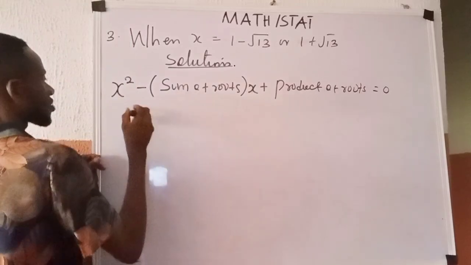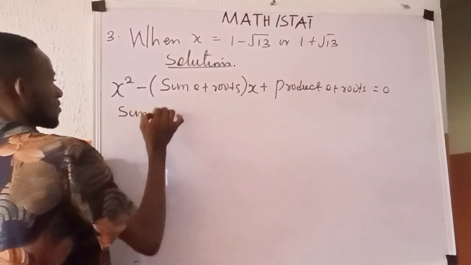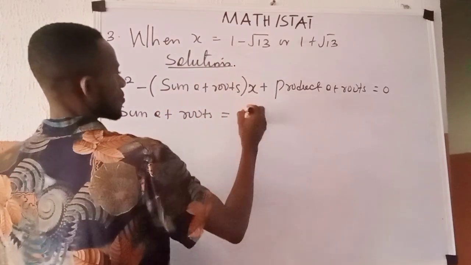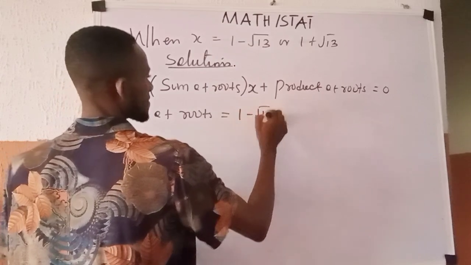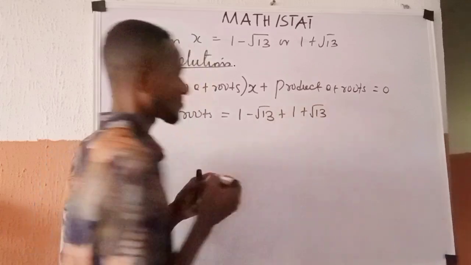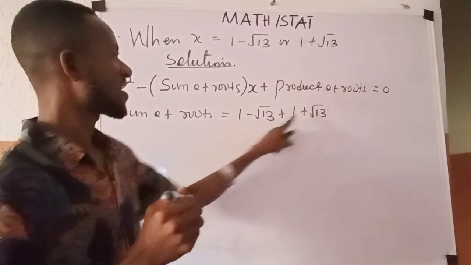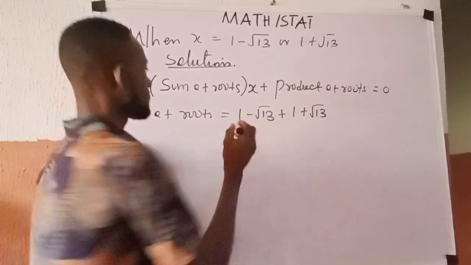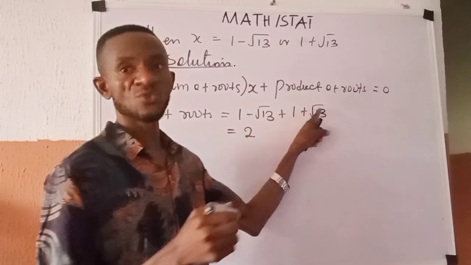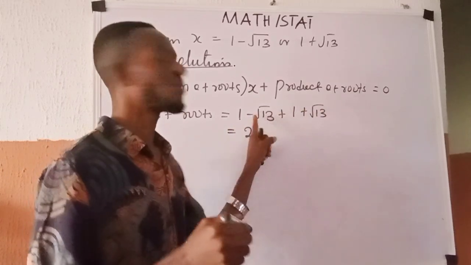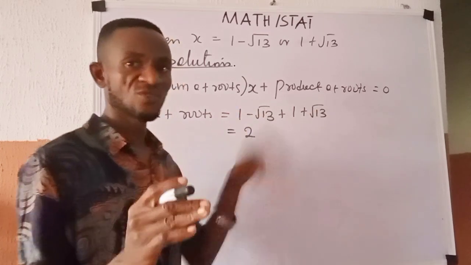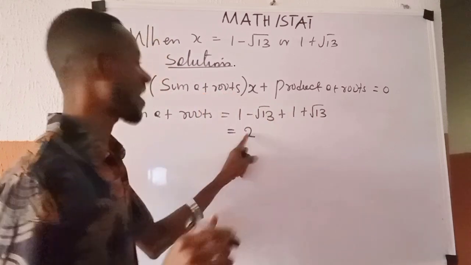So we now come here and say sum of roots equals. We want to sum this, which is 1 minus root 13 plus 1 plus root 13. Here there is 1, here there is 1. So 1 plus 1 will equally give me 2. Here there is minus root 13 plus root 13. It's as if you are owing somebody root 13 or you have got root 13. So the moment you pay up, you have nothing left. So it is as good as that they have cancelled off. So we are left with 2.